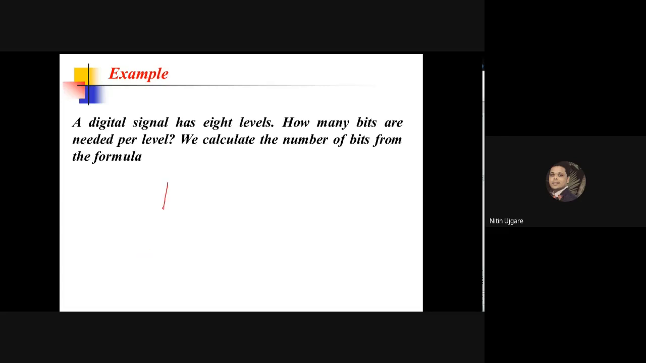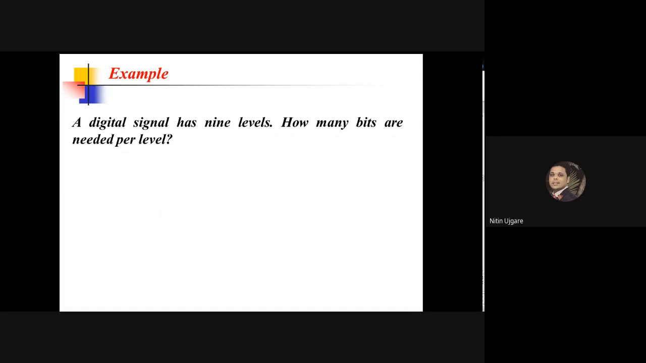So it is basically a function of log base 2 of the number of levels. This formula will give you the number of bits that a signal can carry at every level. Can anybody tell me now, what is the answer? You are supposed to use this formula in order to calculate the number of bits per level. Now tell me. So it is actually 3. The right answer is 3.